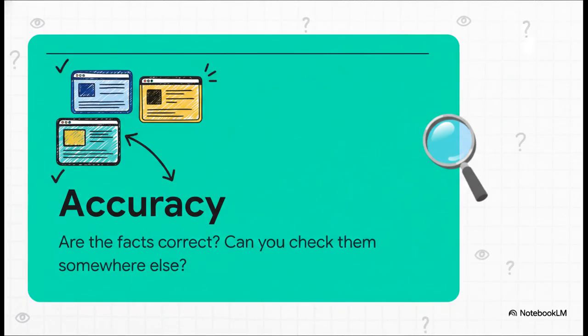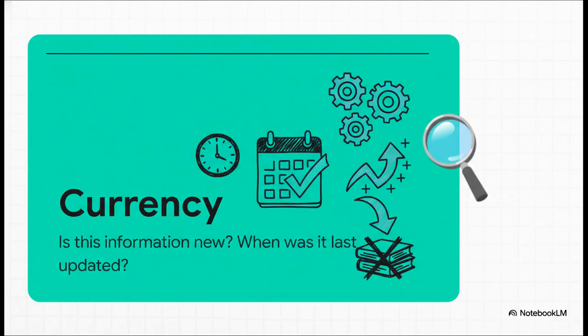The next A is for accuracy. Are the facts actually correct? A really good trick is to cross-reference. Can you find the same info on a couple of other trusted sites? If only one place is reporting something, you might want to be a little suspicious. And last, we have C for currency. This is the one that got Alex's cousin. How new is this information? When was it posted? You gotta look for a date. Especially with tech, something from just a couple of years ago could be completely useless today.